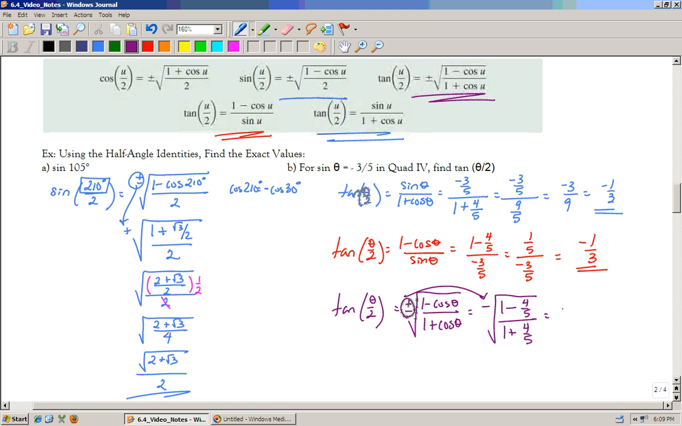Now we can simplify this. We have negative of the square root of 5/5 minus 4/5 is 1/5, over 5/5 plus 4/5 is 9/5. If you flip and multiply, the 5's cancel. You're left with negative square root of 1/9. And then the square root of 1/9 is again 1/3, same as the answer that we got on the other 2 tries.